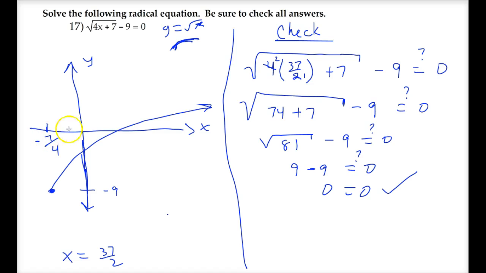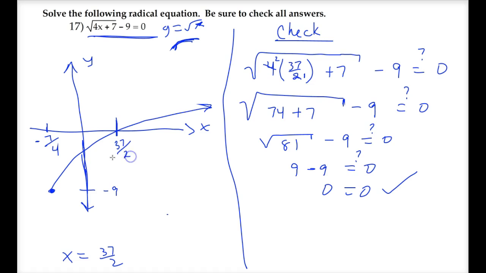And of course, literally what we're saying here is that whenever we solve this equation, we're asking when does that particular function have an x-intercept? Or where does it cross the x-axis? We see that that happens at about right here.